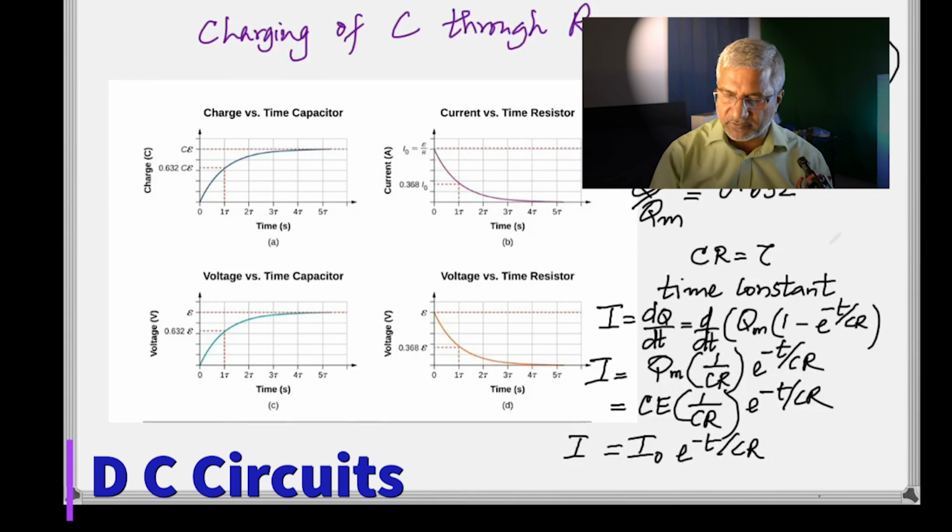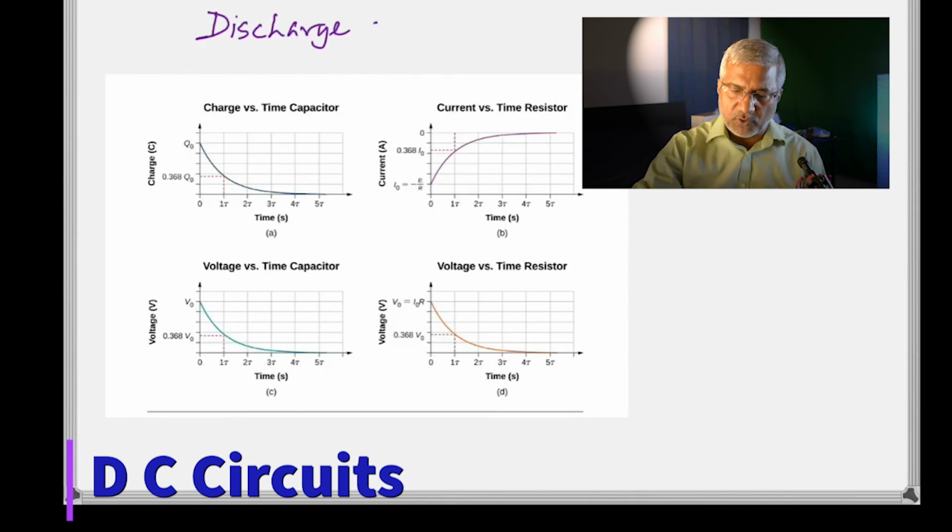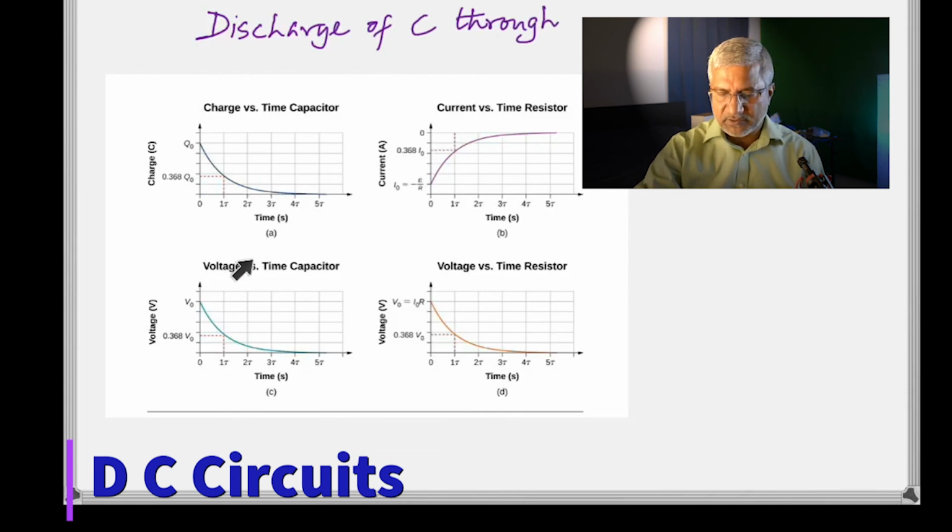The expressions are different. For discharge, the graphs are going to look like this. The charge falls, and the current also falls. It's the exact opposite. The voltage across the capacitor decreases, and the voltage across the resistance also decreases. Think about that. And here is the equation for discharge. Is that the same? No, it's not. The 1 minus is missing. I have not derived it. It's easy to derive it. Easier than the first one.